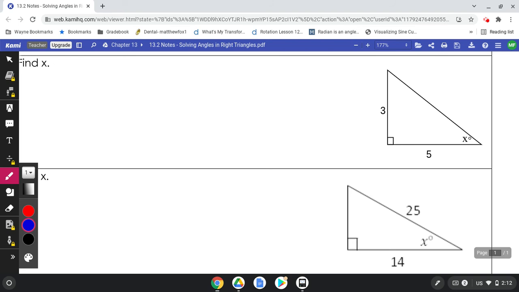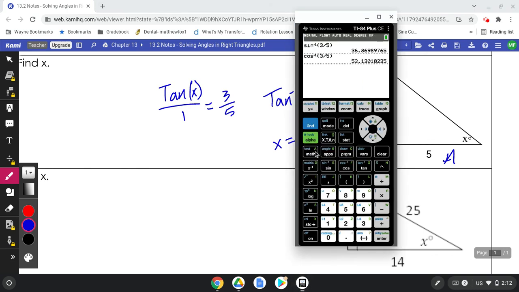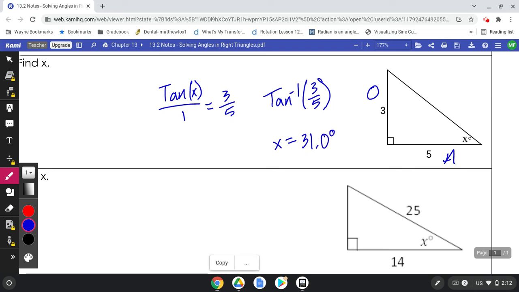Okay, our next one. 3 over here is the opposite. 5 is our adjacent, so O and A, that's going to be tangent. So tangent of x equals 3 over 5. We'll do the inverse tangent of that 3 over 5, and that will tell us what x equals. So we go second tangent, 3 divided by 5, close it, hit enter, and we get 30.96. So if we round up, 31.0 degrees. Don't forget the degree sign.